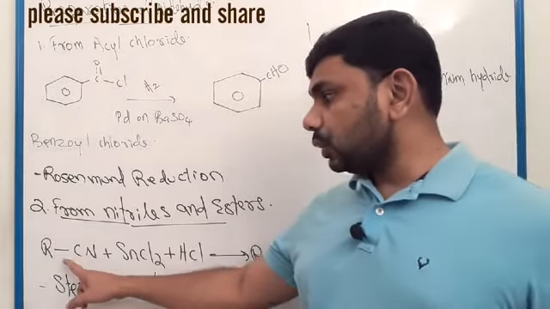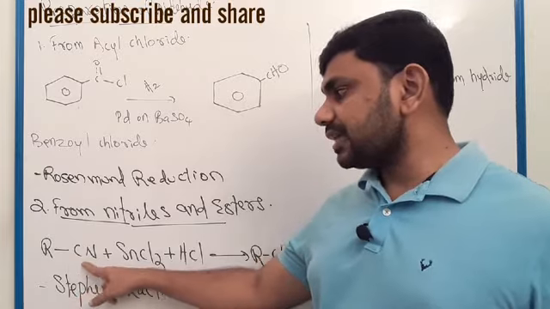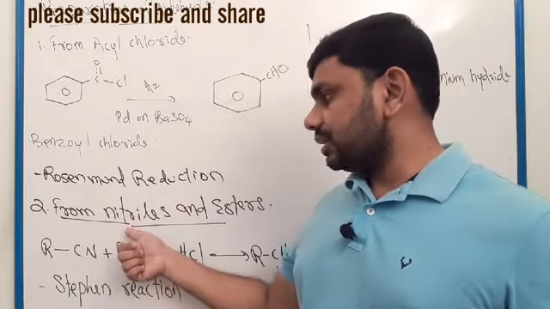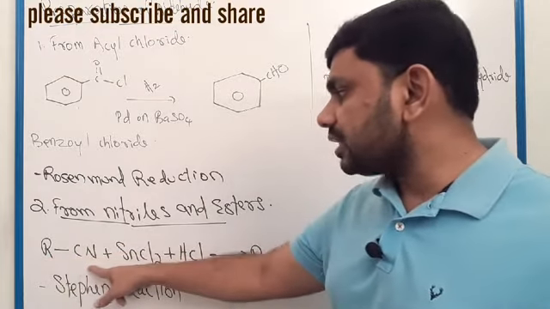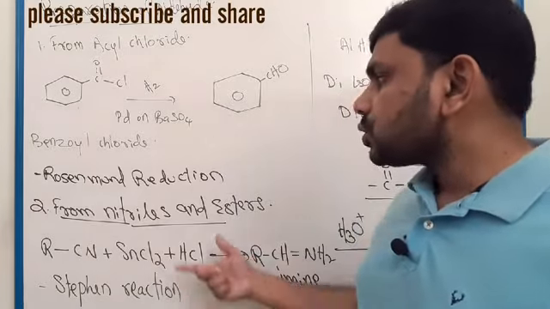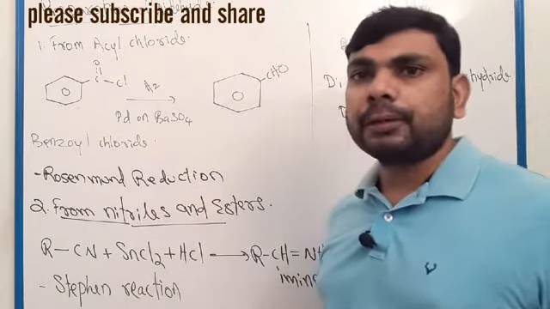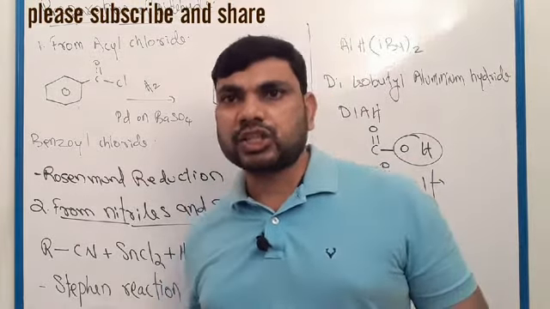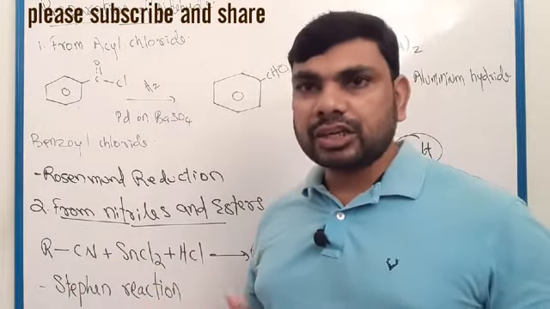Nitriles means the compound contains CN, a C triple bond N. This type of functional group is called nitriles. This type of nitrile we can change to aldehyde. So here, nitriles and ester. Second one, preparation of aldehyde from nitriles and ester. Nitriles means a compound which contains CN, that is nitrile.